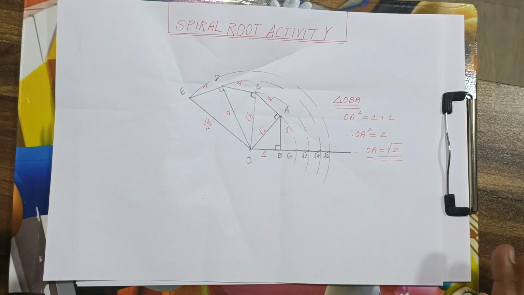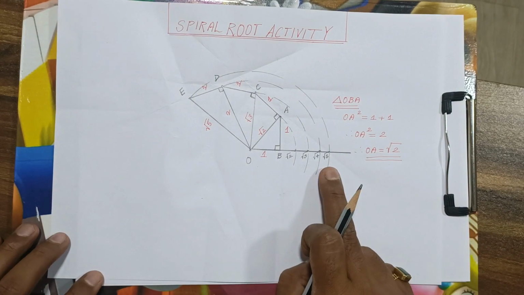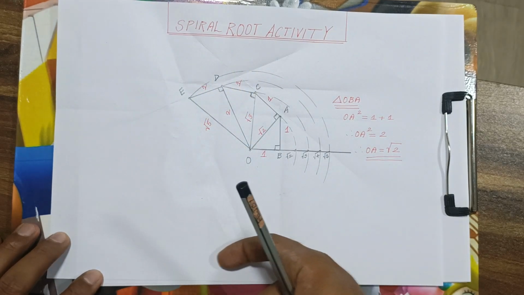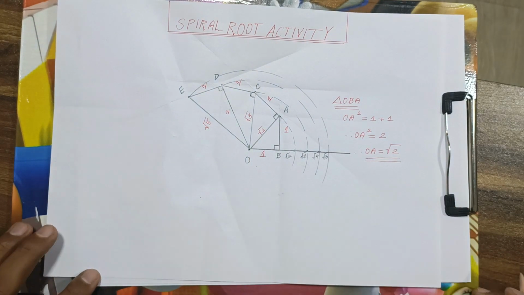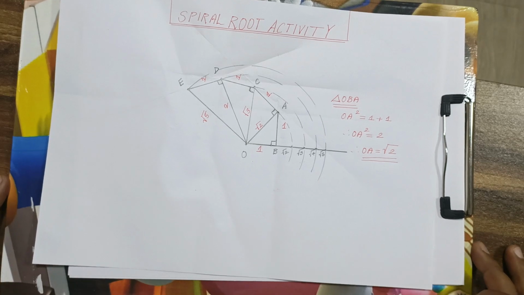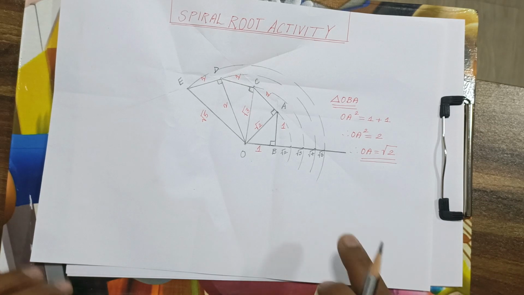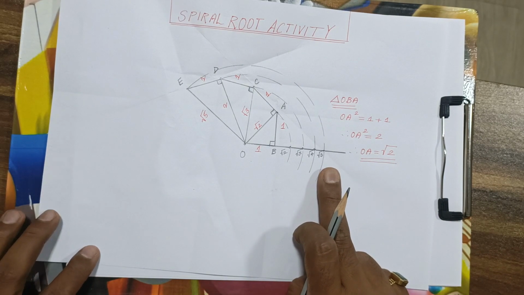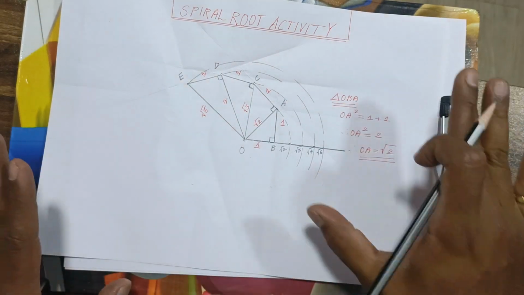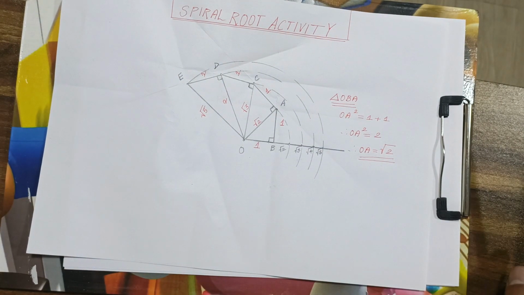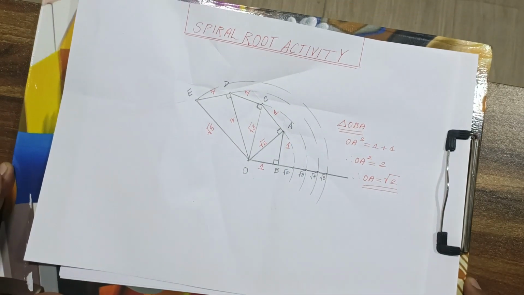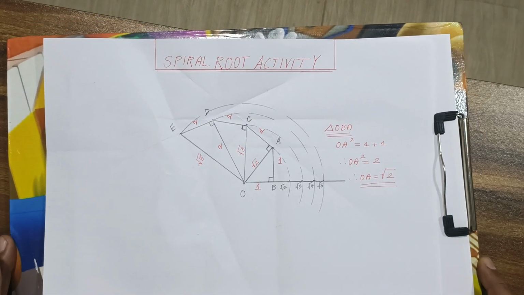So children, I have done till root 5. You can go on doing it and come over here. You can get root 6, root 7, root 8, root 9, root 10. Whichever root number you want, you can put it on the number line. Simple. So I hope you got this activity. It was nicely demonstrated by me as well. Okay, so you can do this on your own for your practice.